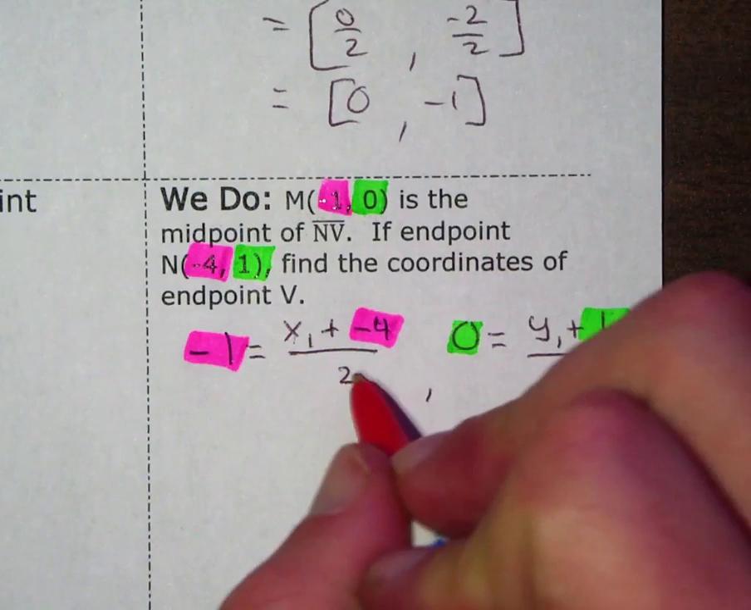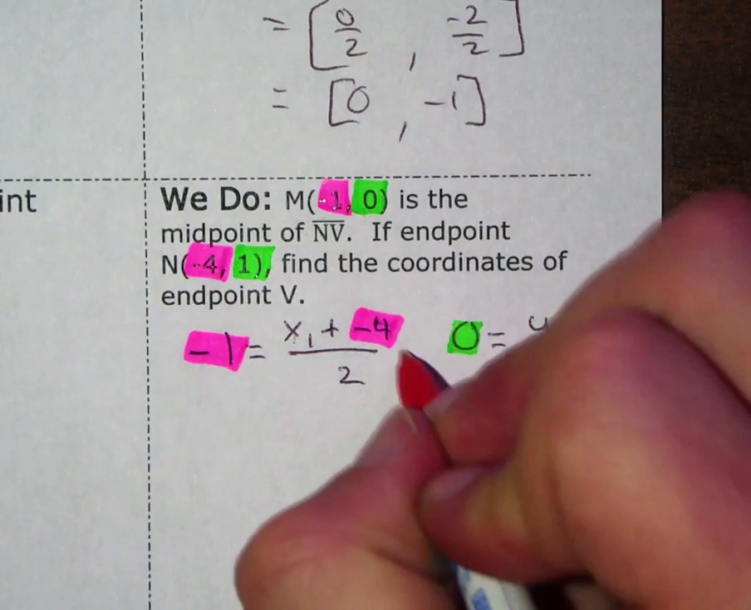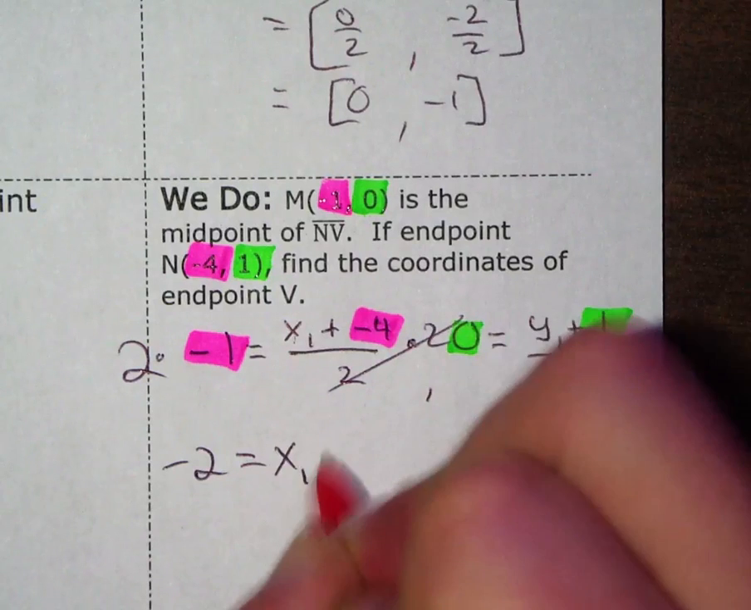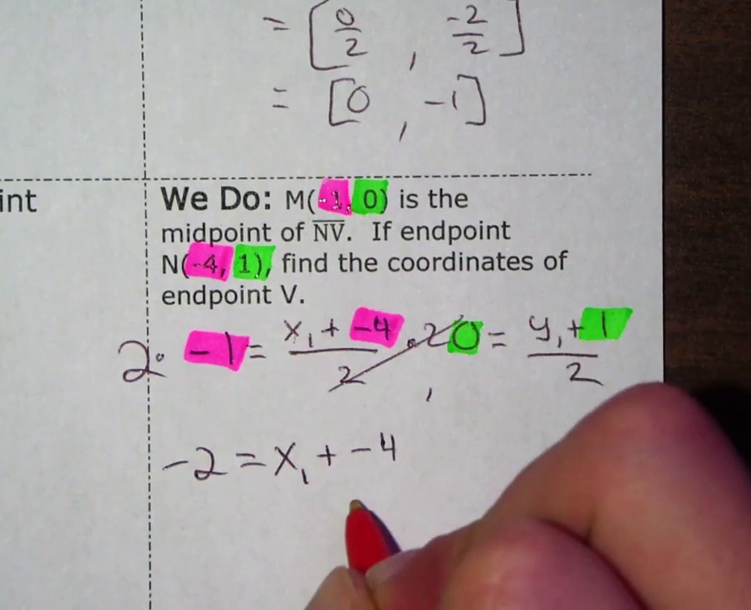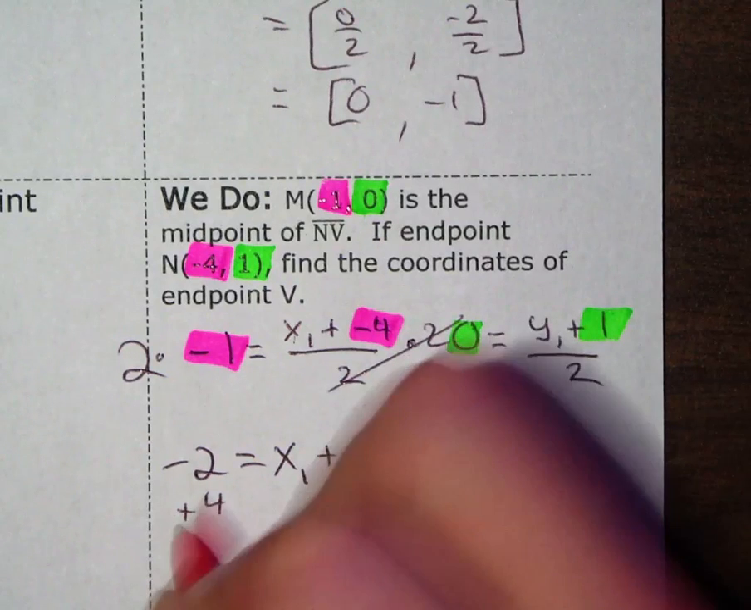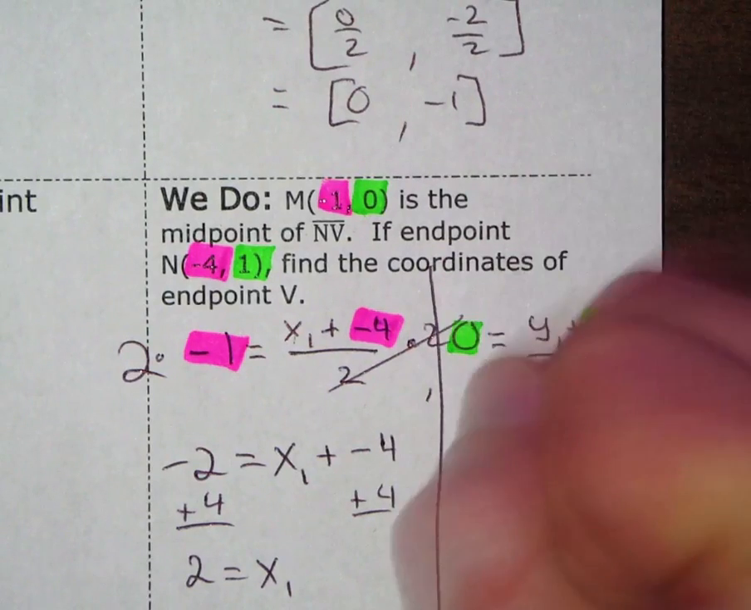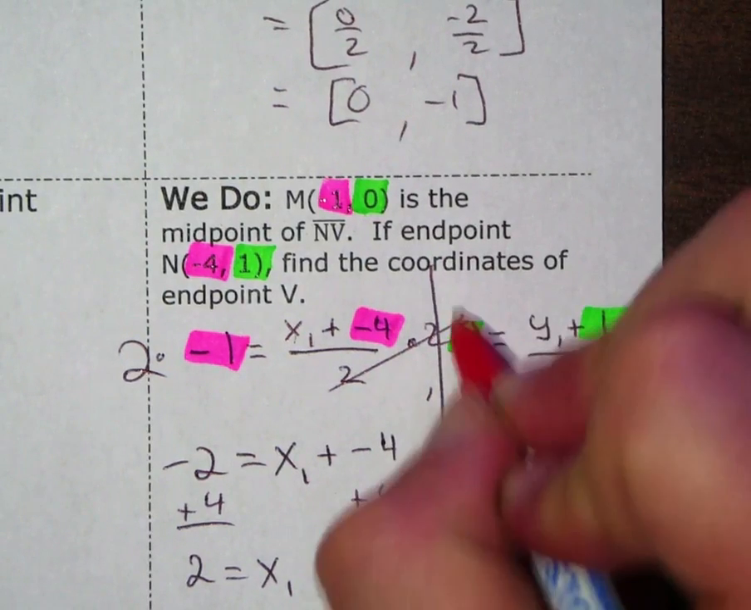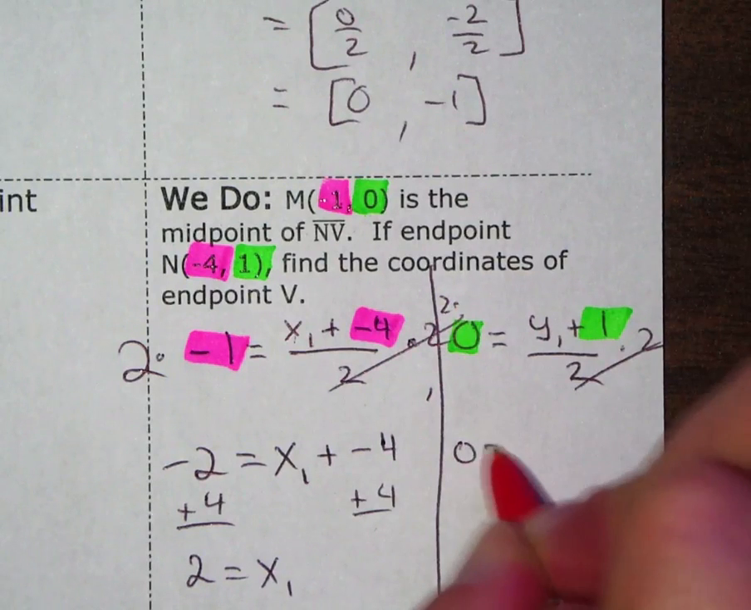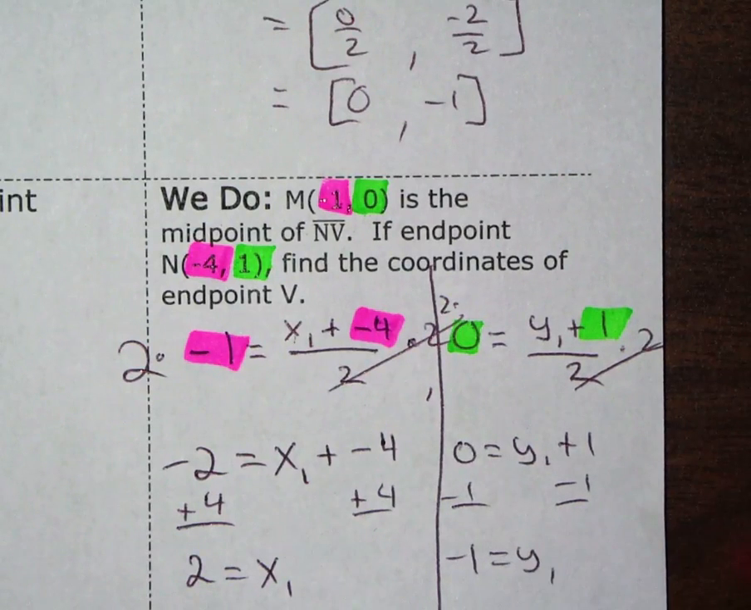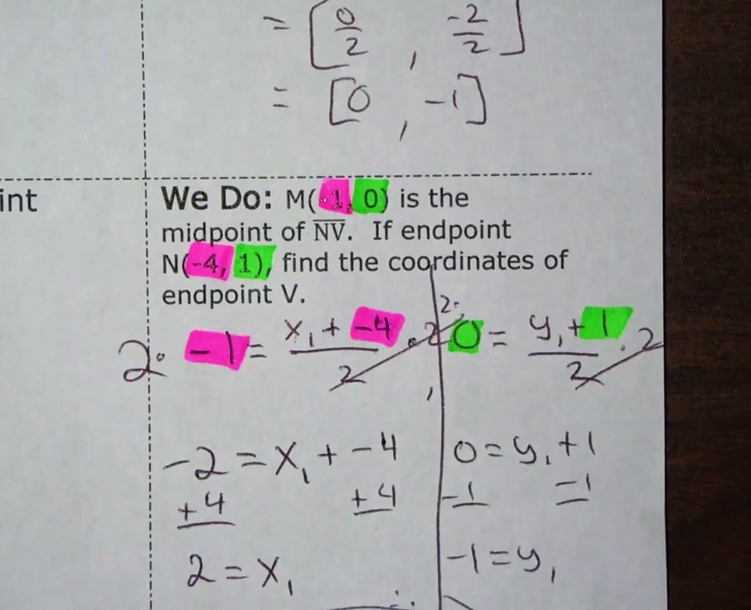And the way you do it, you want to undo the division of 2 with a multiplication of 2 to both sides. How do you undo a negative 4? Let's add 4 to both sides. And you get 2 equals x1. Over here, I'm kind of splitting this up. I'm going to multiply both sides by 2. 2 times 0 is 0. I'm going to take away 1 from both sides, and I get y1 is negative 1. Therefore, x is 2. This is negative 1. This is the other endpoint.